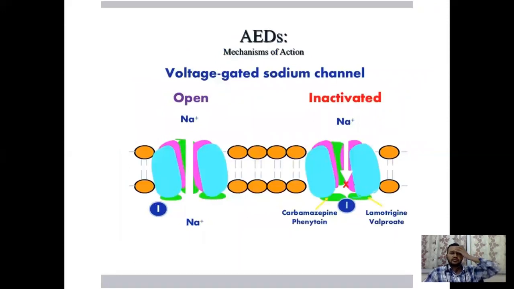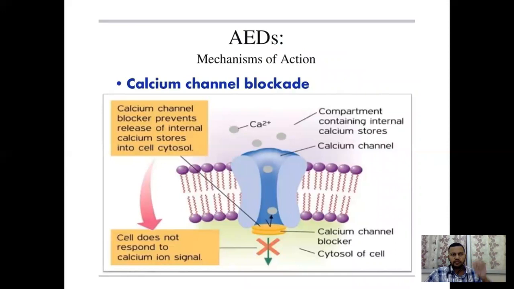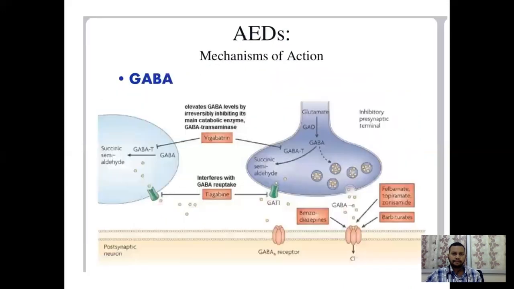Anti-epileptic drugs, mechanism of action. Voltage gated sodium channel: these drugs affect the sodium channel and inhibit the sodium current: carbamazepine, phenytoin, lamotrigine, valproate. Calcium channel blockers prevent release of the internal calcium stores into the cell cytosol, so the cell does not respond to calcium ion signals, and compartment containing internal calcium stores. There are different GABA mechanisms: elevate the GABA level by irreversibly inhibiting its main catabolic enzyme, GABA transaminase, and interfere with the GABA reuptake.